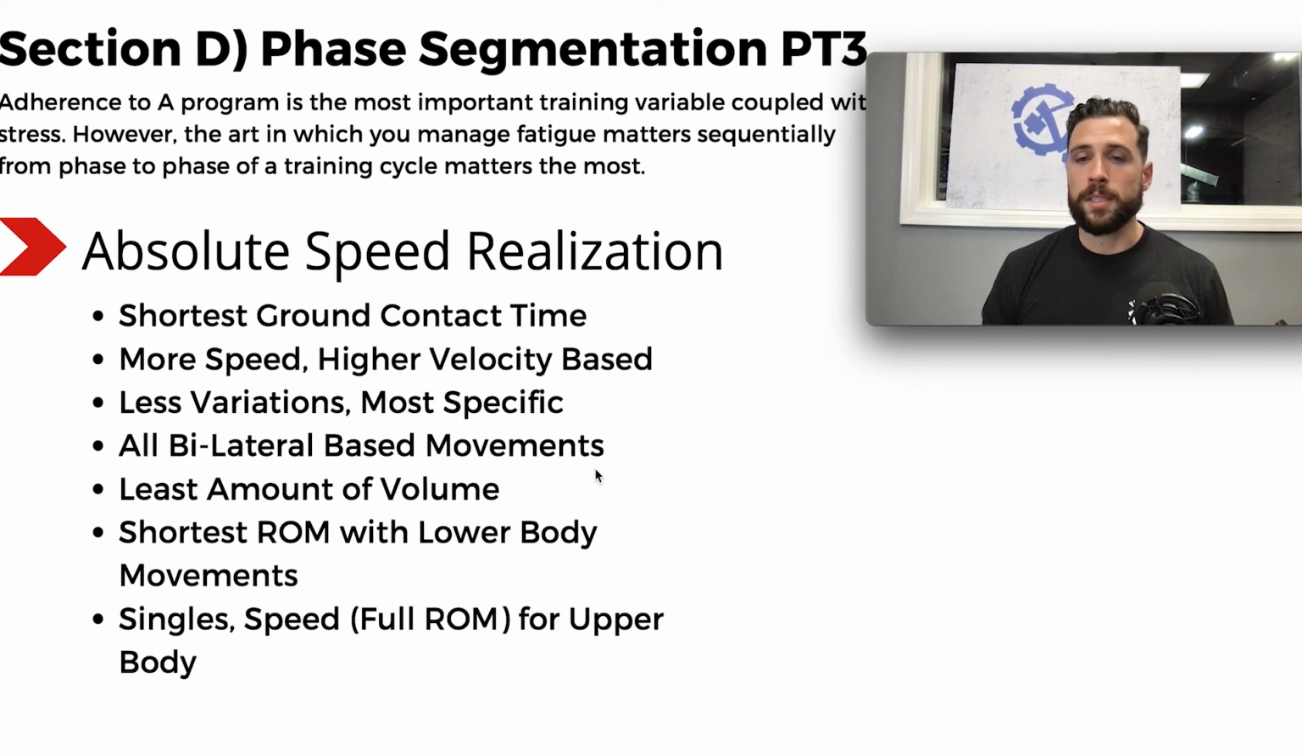Lastly, for phase segmentation, part 3, what we're going to accomplish here, we need to know that this is the shortest ground contact time experience. So this is the most speed, this is at the highest velocity, but also at the most force. So now we're really dealing with more nervous system fatigue than we are with peripheral nervous system fatigue. So I want as little variation as possible. I want to be extremely specific.